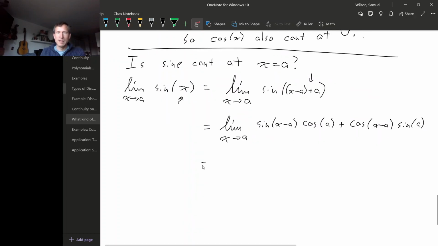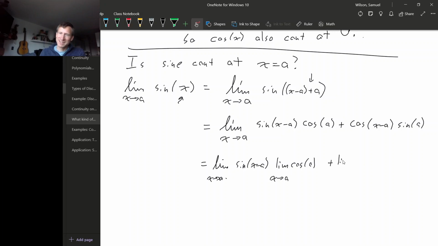Okay. But now we can use the sum and product rule for limits. We get the limit as x goes to a of sine of x minus a times the limit as x goes to a of cosine of a, plus the limit as x goes to a of cosine of x minus a times the limit as x goes to a of sine of a.